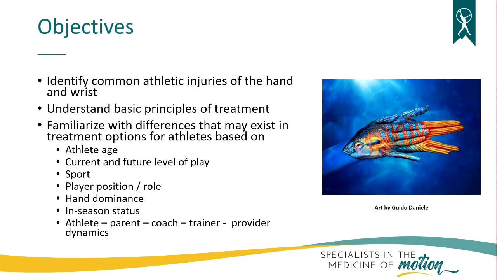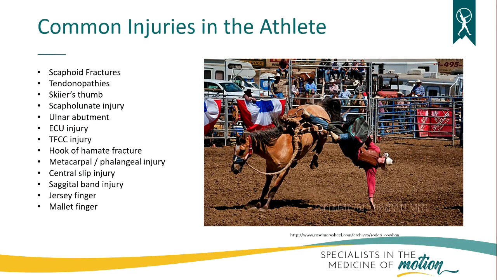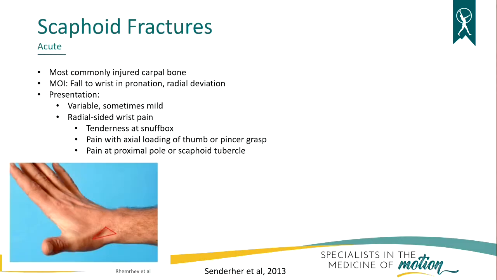And then one of the most challenging aspects of this is navigating the dynamics between the athlete, the provider, the coach, the trainer, etc. We will look at several of these, perhaps not all of them, but we see a lot of typical hand and upper extremity traumatic injuries and overuse injuries, and we'll discuss some of those.